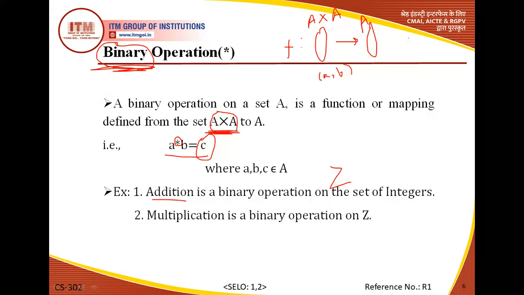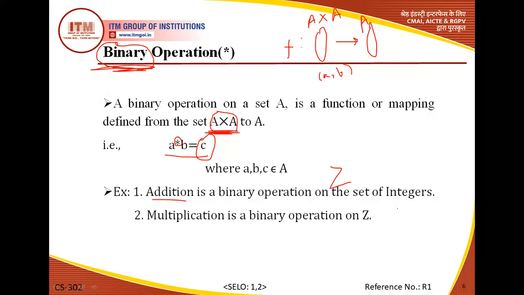This set is also the set of integers. Now if we perform addition between two integers, it would give you an integer only. So if you take 1 and 2 and add them, it would be 3. So 3 would be an integer only. So this is satisfying all the properties of binary operations. Hence this is a binary operation.